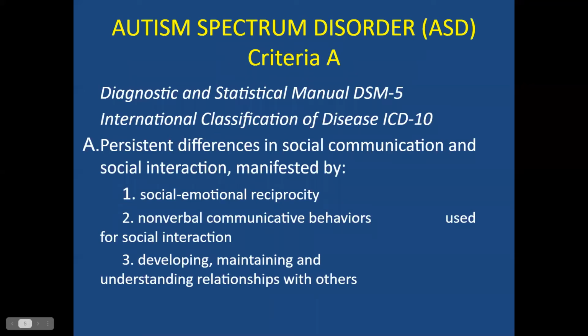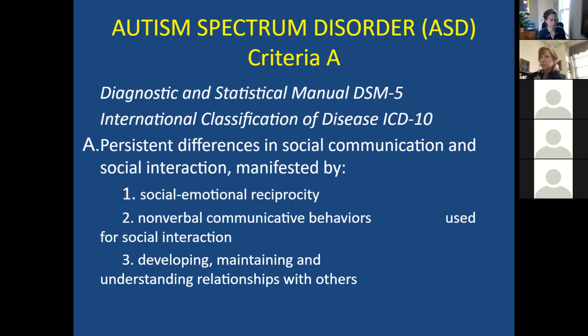Okay, so quickly, criteria for autism spectrum disorder per the Diagnostic and Statistical Manual, the DSM-5, and the International Classification of Diseases, the ICD-10. Criteria A: persistent differences in social communication and social interaction, manifested by deficits in social emotional reciprocity, nonverbal communicative behaviors used for social interaction, and developing, maintaining, and understanding relationships with others. All three of those criteria are necessary for diagnosis.